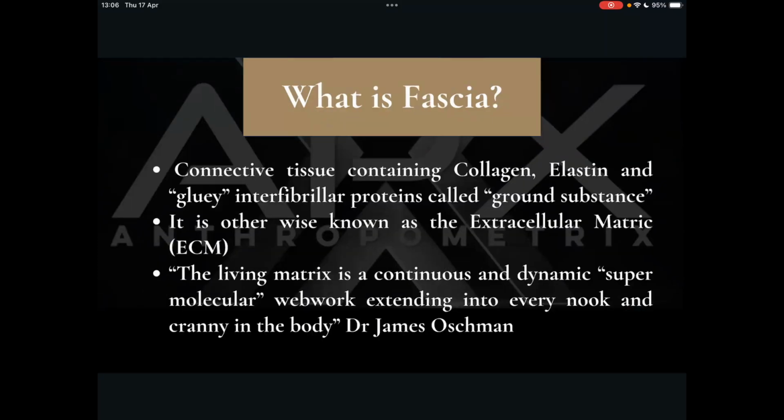So what is fascia? This is the bit, I could say the boring bit, but it does help to understand things. There's a lot of fancy words which we can throw around. It's essentially something called the extracellular matrix. It contains collagen, elastin, and a gluey interfibrillar protein called ground substance. In terms of how does that help?